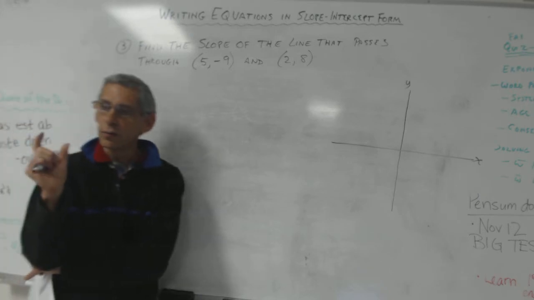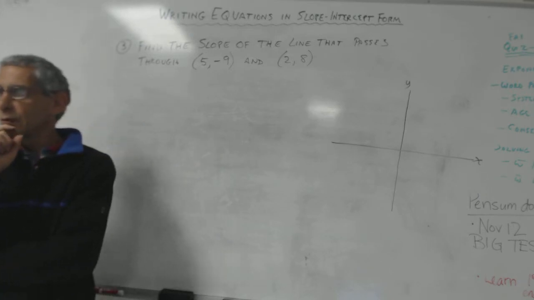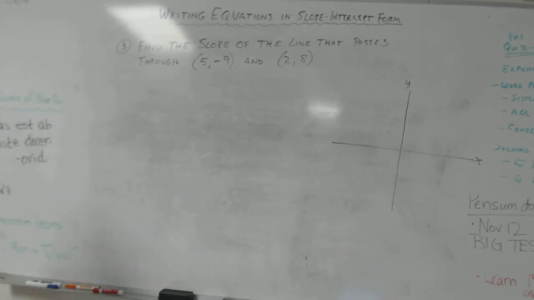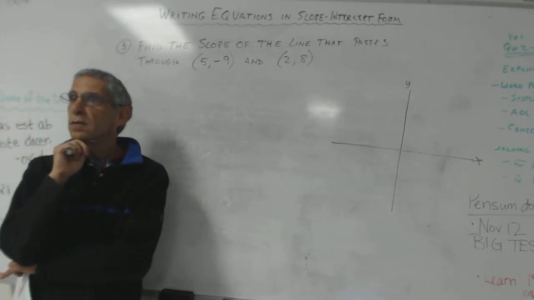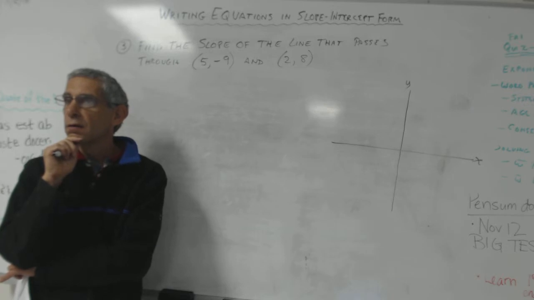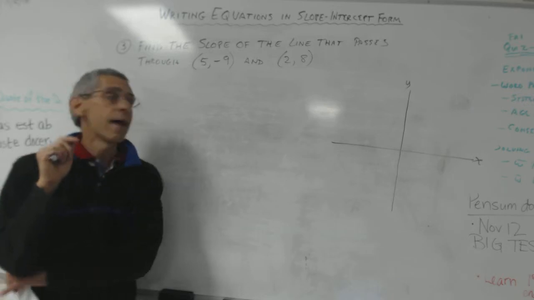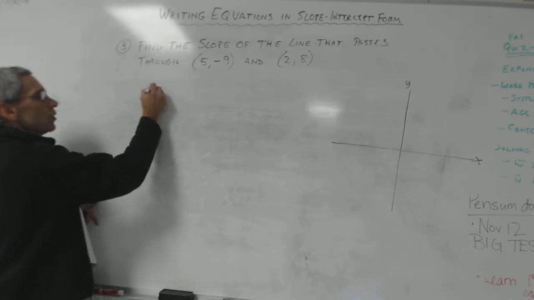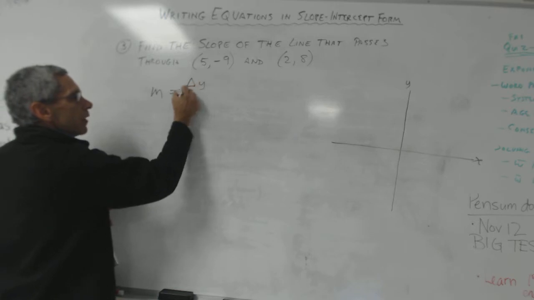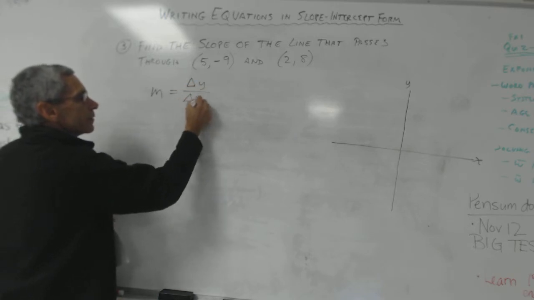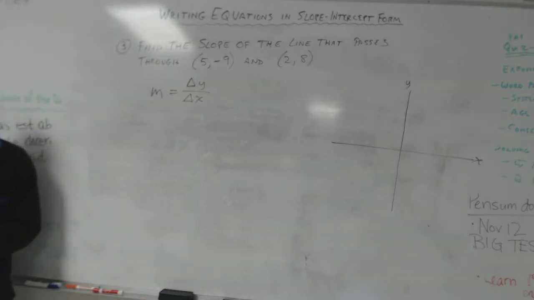And actually, if you're ever confused on how to solve a problem, do it that way. But I taught you a formula. Now, Lila, what would it be? Delta y over delta x. But what's the whole formula? M equals delta y over delta x. Okay. And what does delta mean?